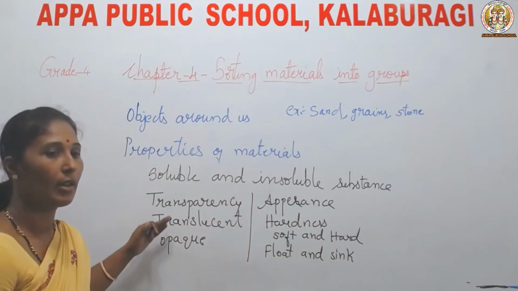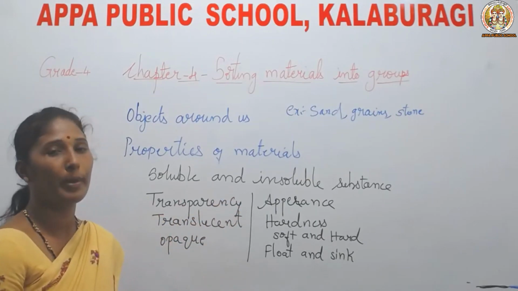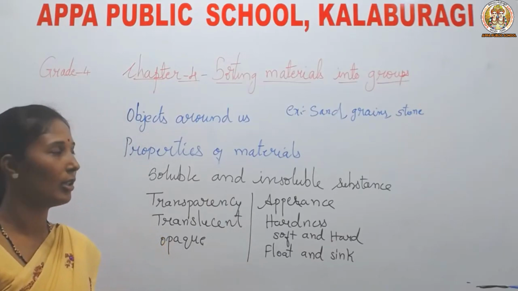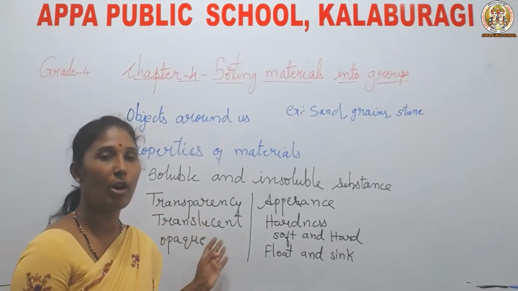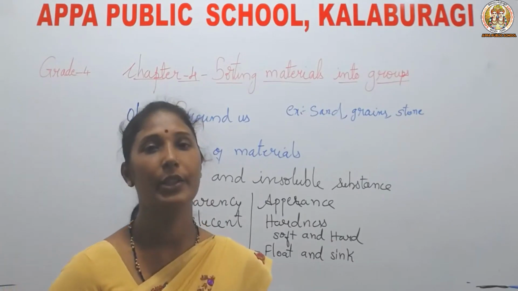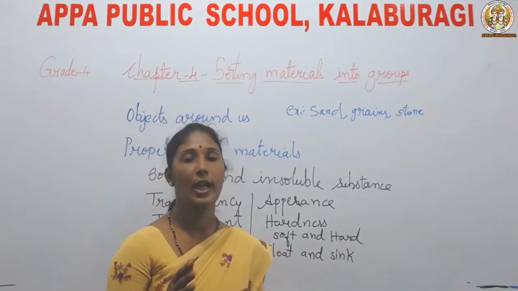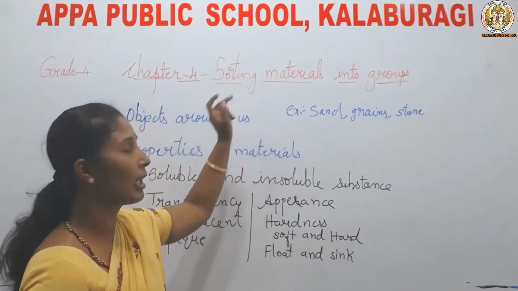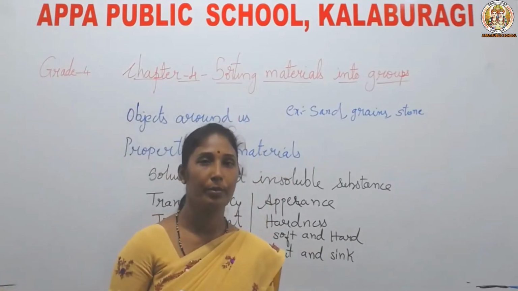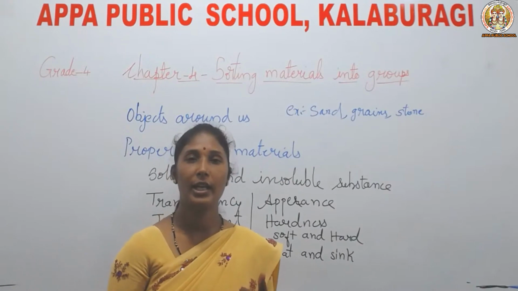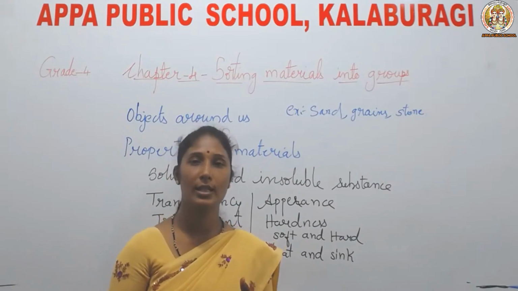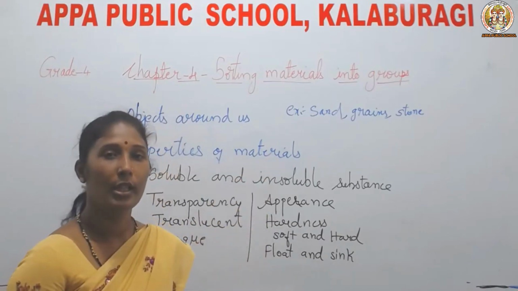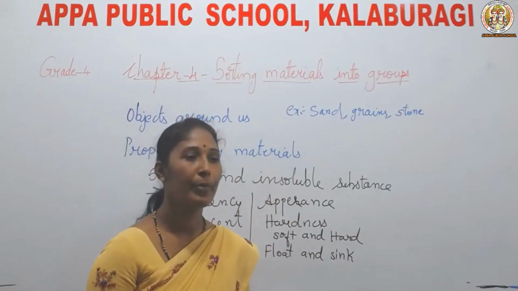By using all these properties, we can separate the objects into many groups. It may depend on whether it is in solid form, liquid form, or on different colors, shape, uses. Through that, we can easily sort the materials. Yes, sorting is nothing but making a group depending upon the color, shape, size, uses, and so on. So this completes your fourth chapter, sorting materials into groups.